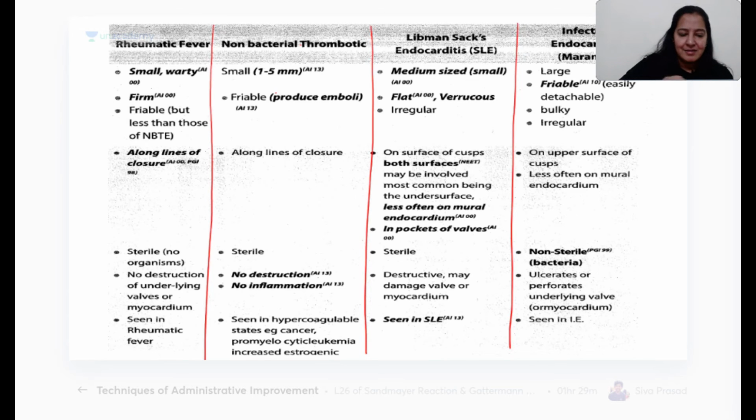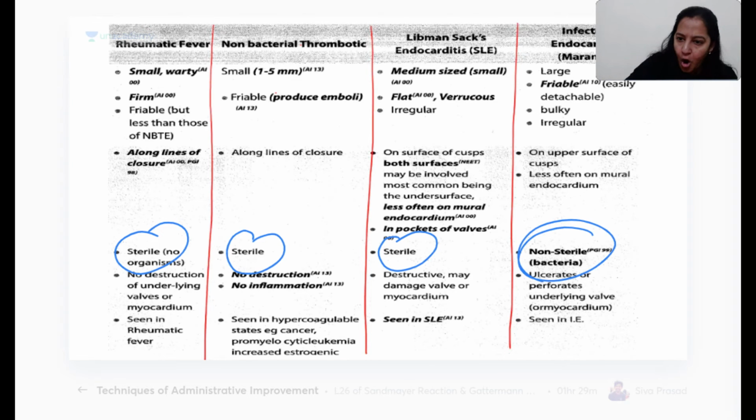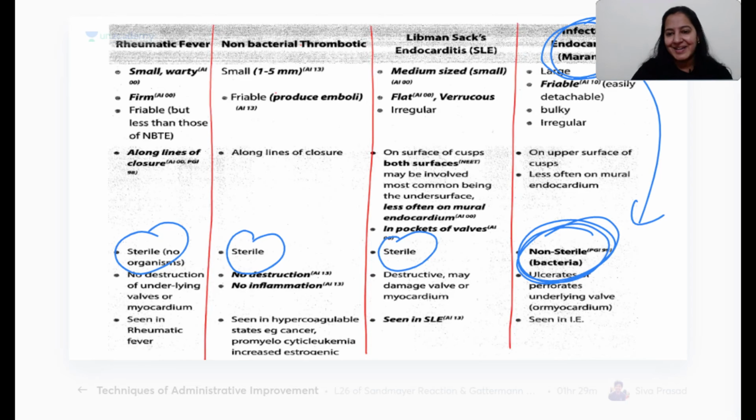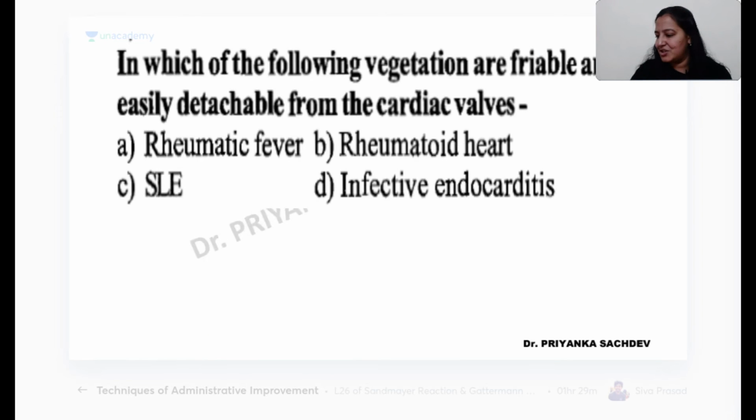So it is sterile, sterile, sterile. The last one is non-sterile. So it is infective endocarditis, which is non-sterile. Correct. So that is the thing. This is the next question in front of you.